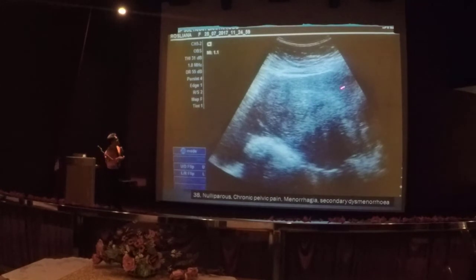Sama juga this one. This one sama, focal adenomyosis and posterior. Anterior wall you can see endometrium. Anterior wall is thin, posterior wall is thick, and it is not well circumscribed.